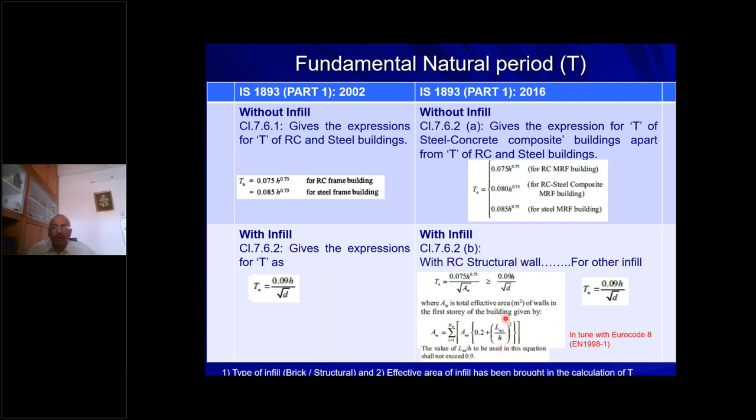Okay, but however, there is an overriding clause that this is greater than 0.09 h divided by the root d. All these clauses are in tune with the Euro code, because the Euro code has taken all these effects into the code of practice. Similarly, the Indian Standard Code also has considered the similar effects with respect to the structural walls. This is a very great modification in the code of practice actually.